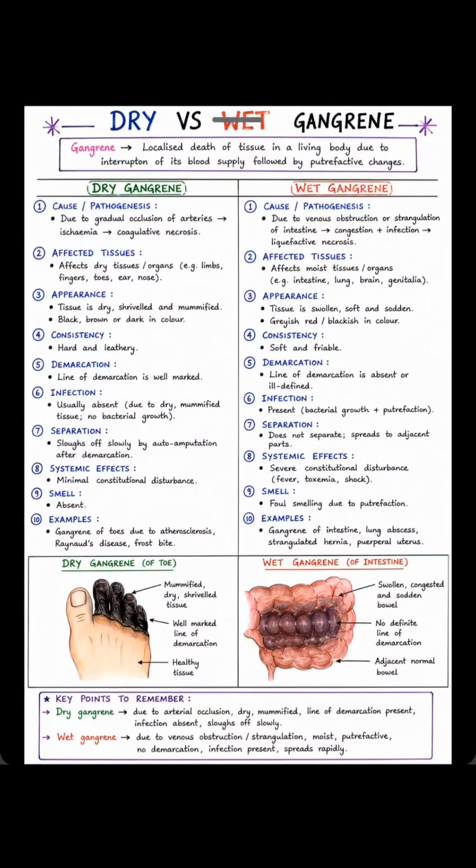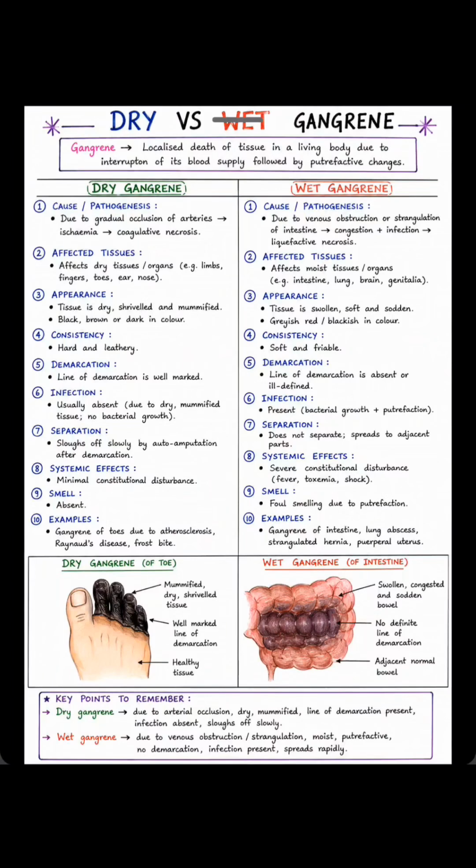When it comes to infection, in dry gangrene usually absent, tissue is too dry for bacteria to grow, but in wet gangrene present with heavy bacterial growth plus putrefaction. Separation: dry gangrene sloughs off slowly via auto amputation at the line, and wet gangrene does not separate, spreads rapidly to adjacent parts. Systemic effects: minimal constitutional disturbance in dry, and severe constitutional disturbance in wet gangrene, that is fever, toxemia, shock. Smell is absent in dry gangrene, but foul smelling due to active rotting and putrefaction in wet gangrene.